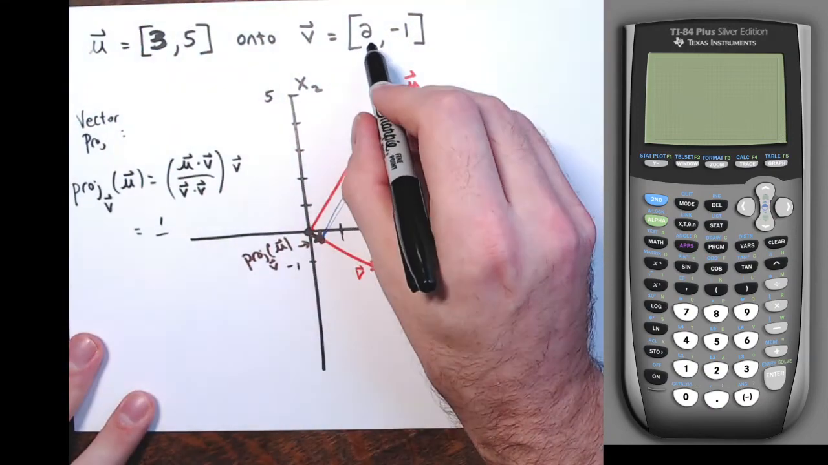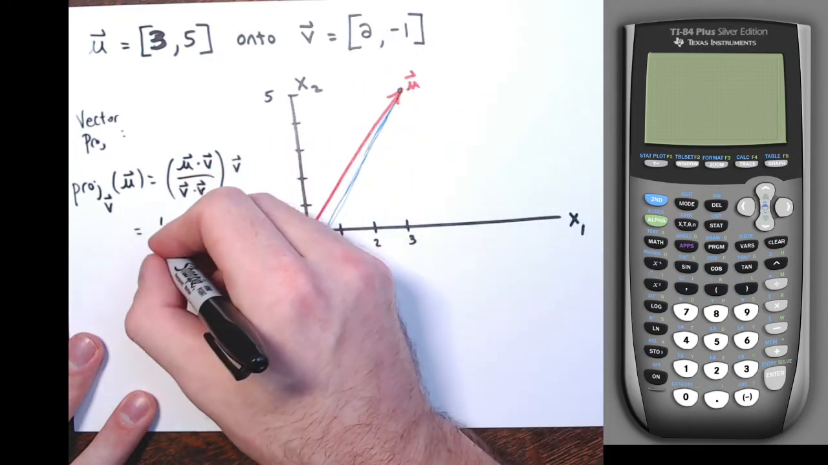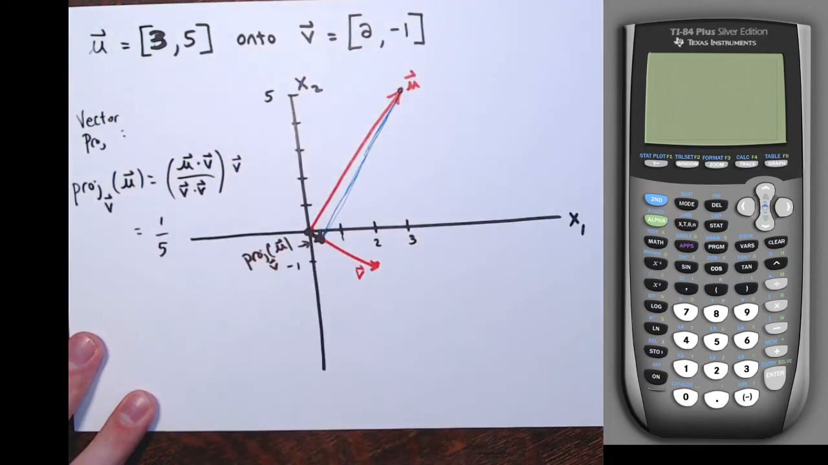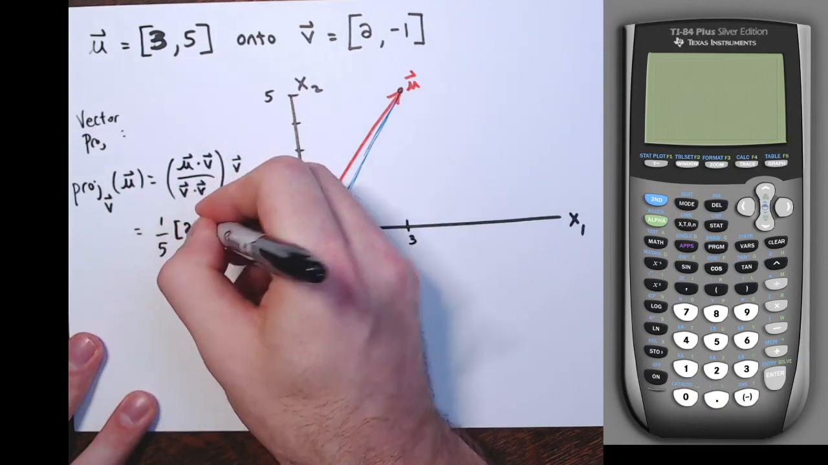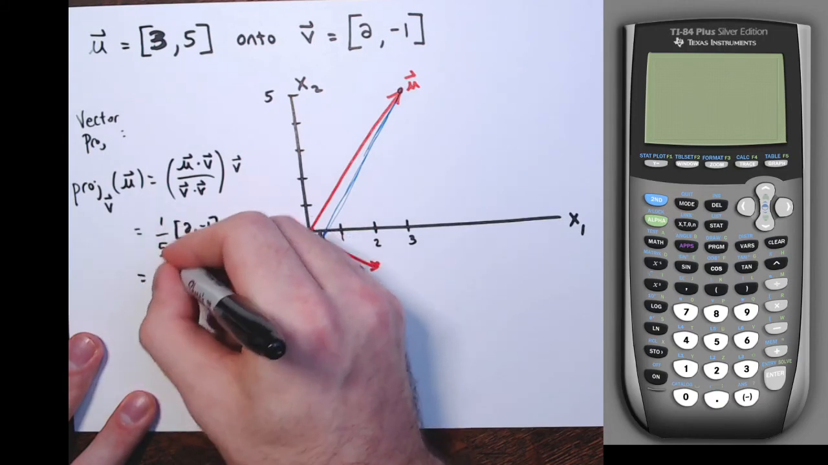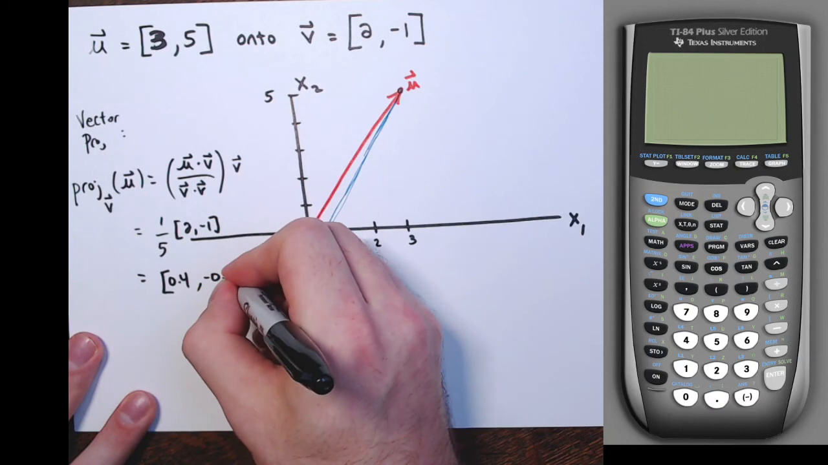Then v dot v would be 2 squared plus negative 1 squared. 2 times 2 plus negative 1 times negative 1. V dot v, or the magnitude of v squared. This is 5. Right. So the square root of 5 squared, 5. And then times v is 2, negative 1. And there we go. 2 fifths, or 0.4 for the first component. Negative 1 fifth, negative 0.2 for the second component.